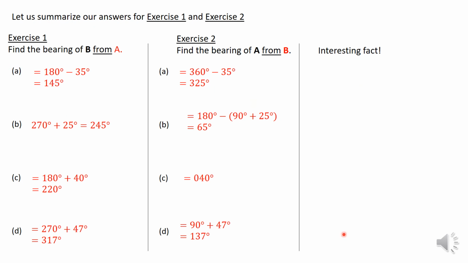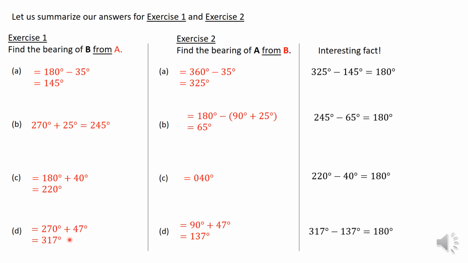Okay, let's look at interesting facts that you have. I brought back the answers for exercise 1 and the answers for exercise B. And I want you to have a look and see something really interesting as far as bearings and reverse bearings are concerned. So for example, if I say 325 minus 145, I get 180. Likewise, if I take 245 minus 65, I get 180. Again, 220 take away 40 degrees, you get 180 degrees. 317 take away 137, I get 180 degrees.